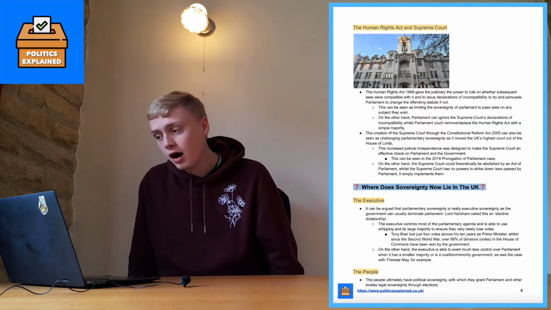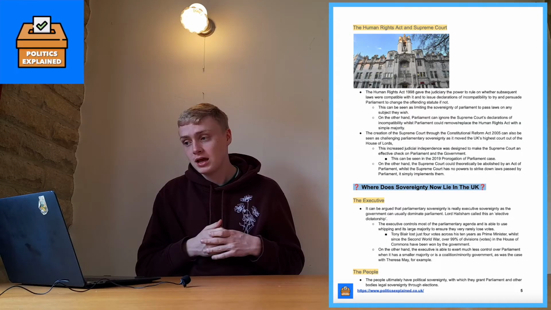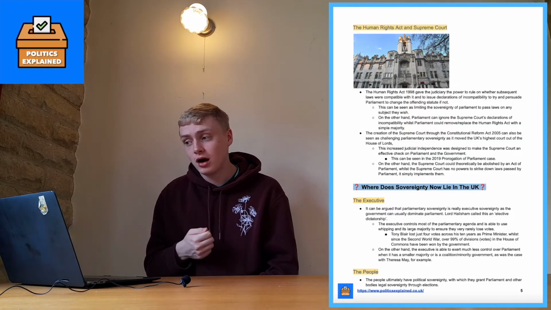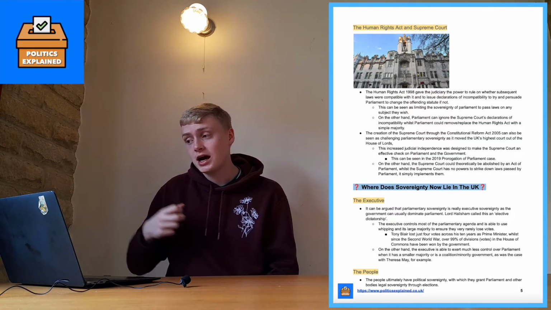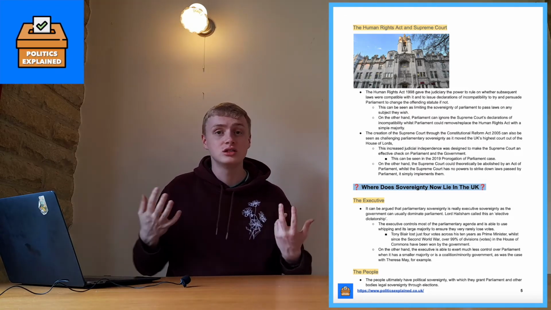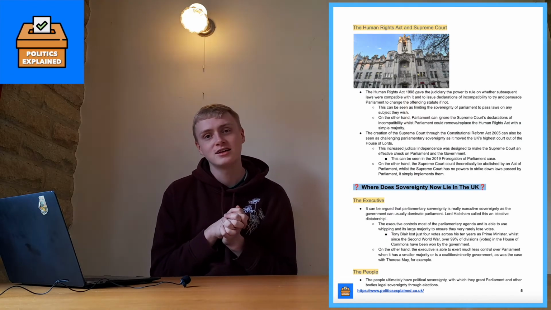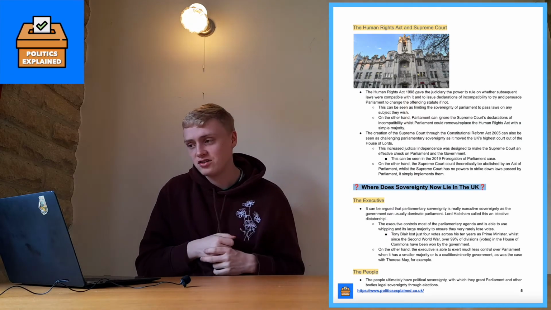So it can be argued that parliamentary sovereignty is actually, in reality, executive sovereignty, as the government can usually dominate Parliament due to its large majority. And Lord Hailsham called this an elective dictatorship, where effectively the government, because it has so much power over Parliament and can pass laws so easily once it's elected, has the power of a dictatorship.